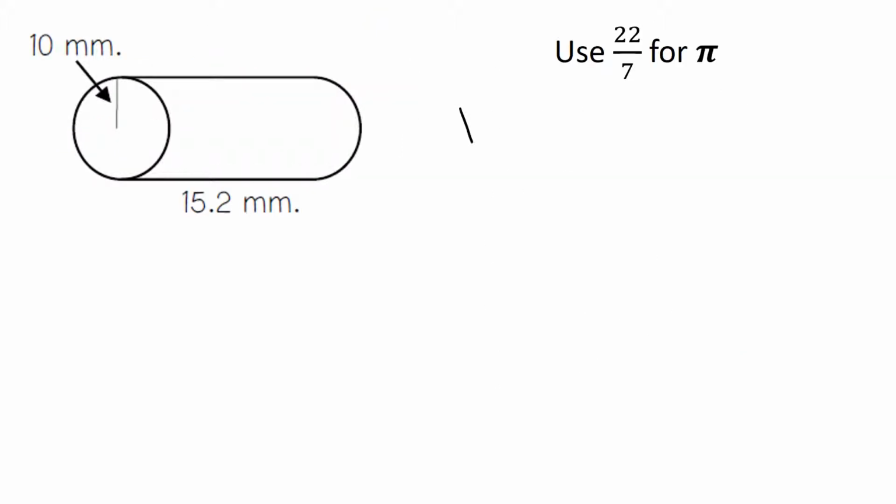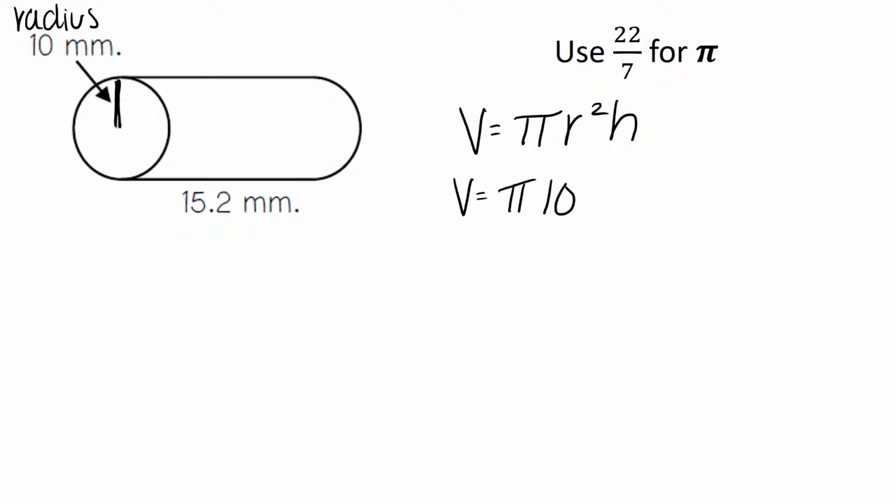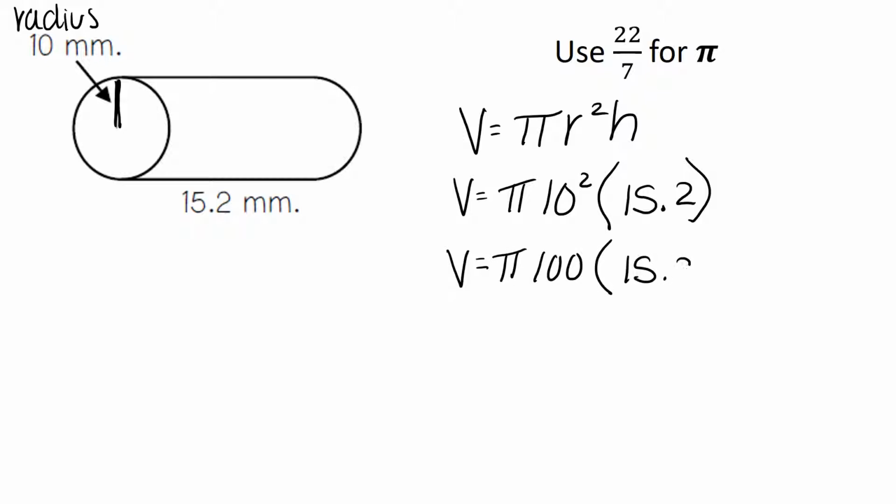For our cylinder, we're going to use our equation V equals pi r squared h. Our radius is represented by the 10 because that line is only going halfway through the circle. So we're going to do 10 squared. And our height, the straight line, is going to be 15.2. We solve the 10 squared first. 10 squared is 100. 100 times the height, 15.2, is going to give us 1,520.